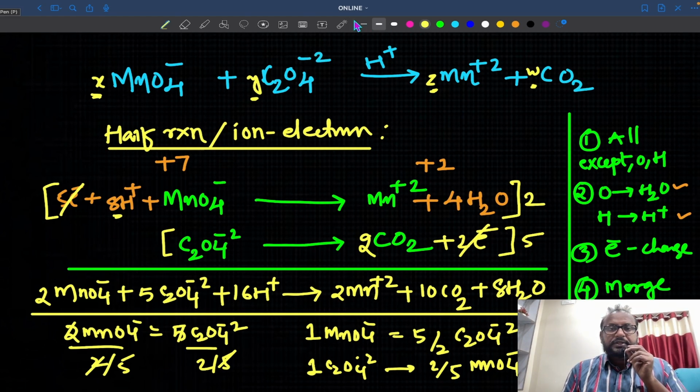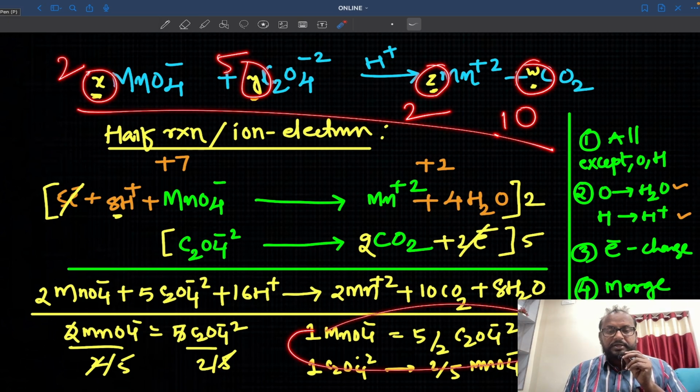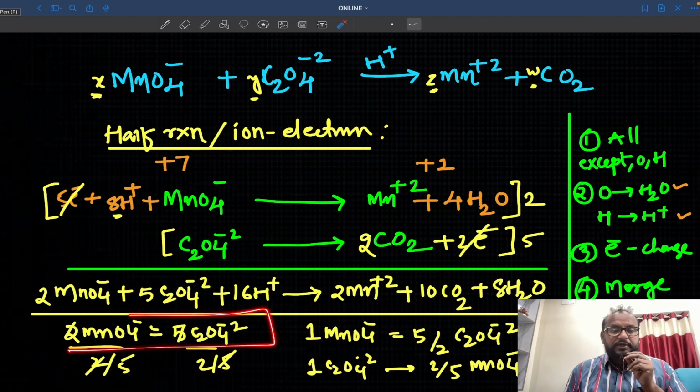In the question, if your x is asked, my x is 2, y is 5 and z is again 2, w will be how much? 10. So either this type of question may be asked or this type of question may be asked. If you know 2 equal to 5 moles of oxalate ion, you can calculate for x moles. So just cross multiply it, you will get the answer.